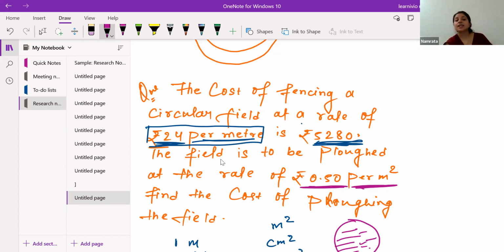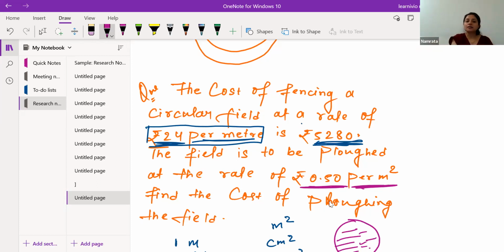Because it says in the second part, the field is to be plotted at the rate of 0.50 per meter square. Now we are covering the inside part of the field, with the rate of 0.50 per meter square. Now we are working on the area of the field. That's what I was telling you in the beginning, that the unit will indicate whether you are working on the area or on the perimeter.